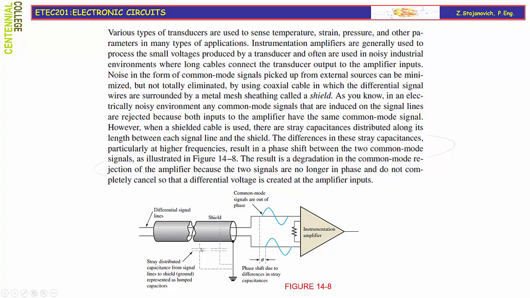Now, if those two stray capacitances are different for those different lines, at high frequency they create a phase shift and the common mode signals will not be in phase anymore. So their difference is not zero anymore. There will be some difference which will be amplified by the instrumentation amplifier, which is amplifying the difference at the input.